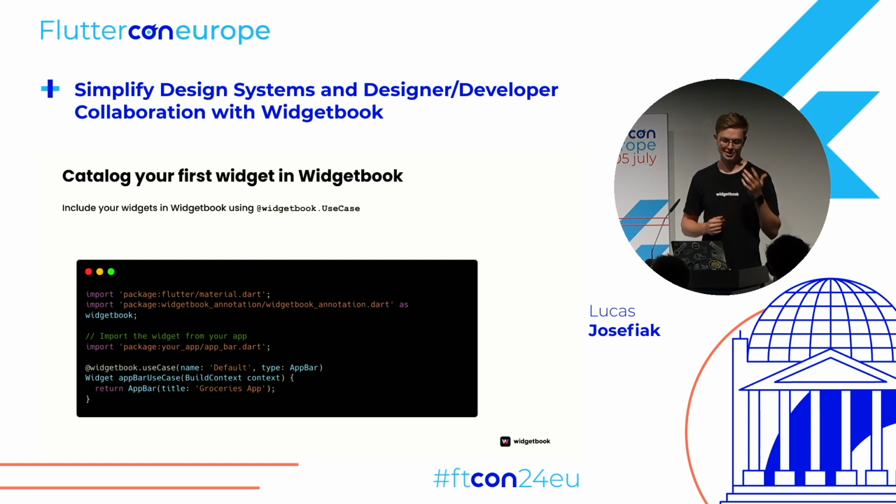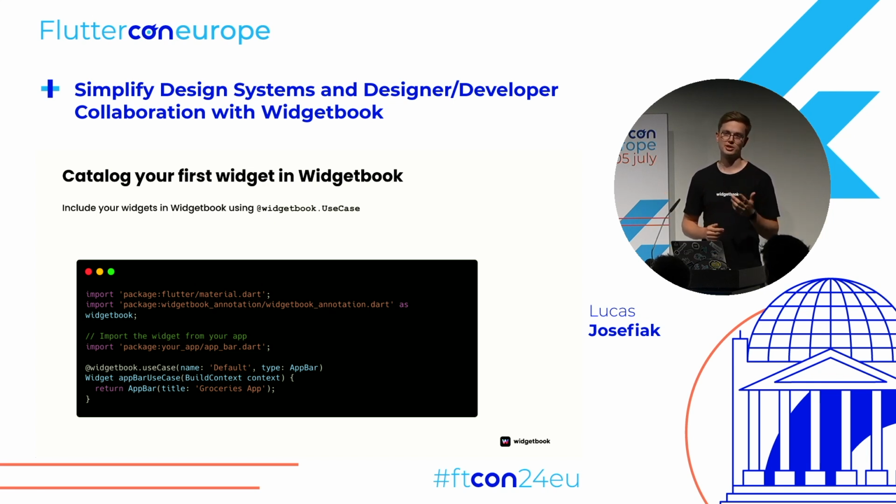And it's actually quite simple to do because you can just use our add_use_case annotation in front of the widgets. So how you're doing it, you are writing the @widgetbook.UseCase annotation. You provide the name of the use case. In our case, we just have one use case. That's why we name it default. And then you need the type. The type is just the widget that you want to include in the Widgetbook. In our case, it's an AppBar. And then we need a method. You can name it whatever you like. We named it appBarUseCase. And then we're returning the AppBar.